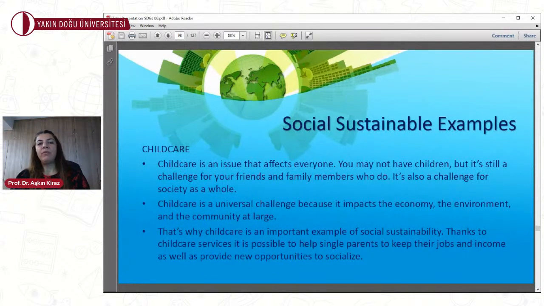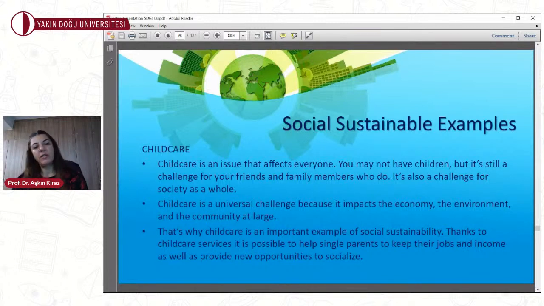And I want to go on with real examples to make them clear in your mind. For example, I put a concept here called childcare. Childcare is very related to social sustainability. Childcare is an issue that affects everyone. You may not have children, but it's still a challenge for your friends and family members who do. It's also a challenge for society as a whole. Childcare is a universal challenge because it impacts the economy, the environment, and the community at large. That's why childcare is an important example of social sustainability.